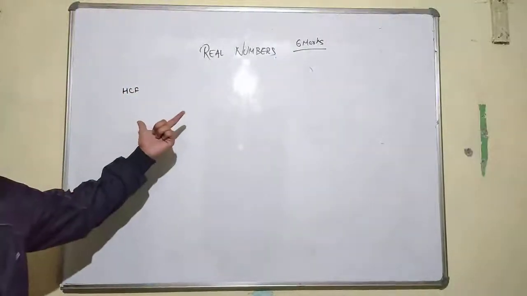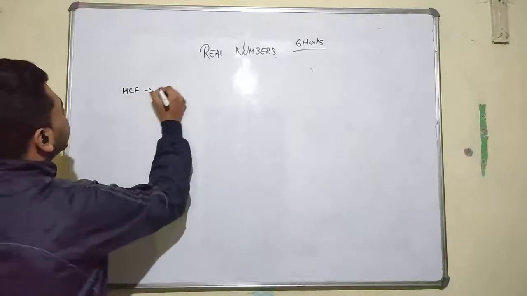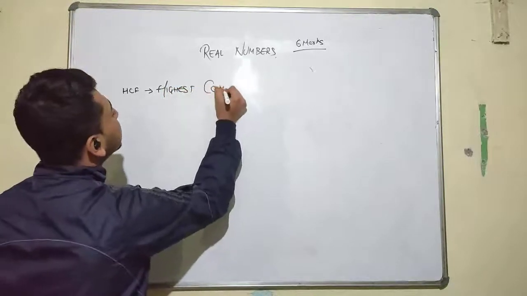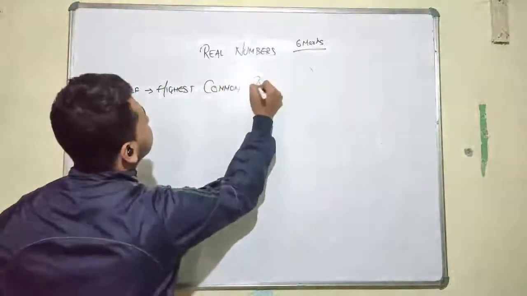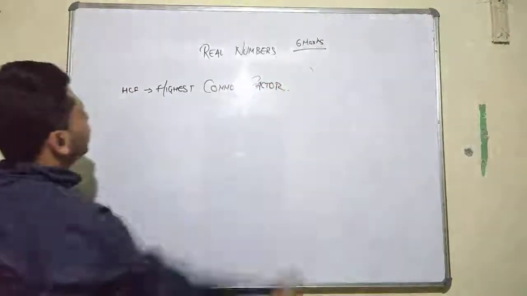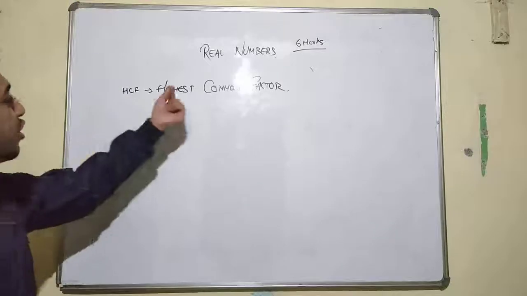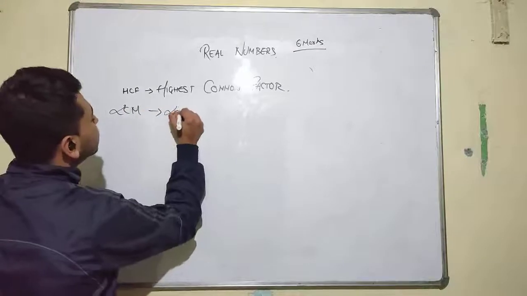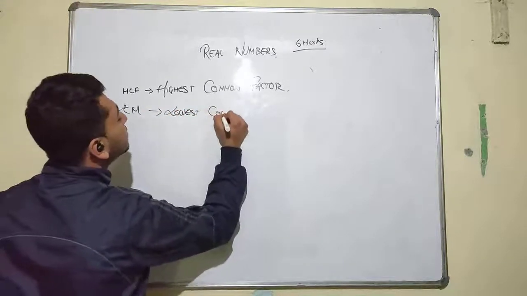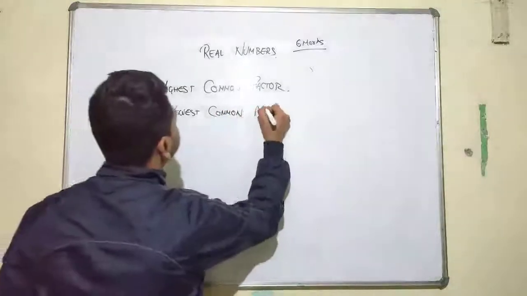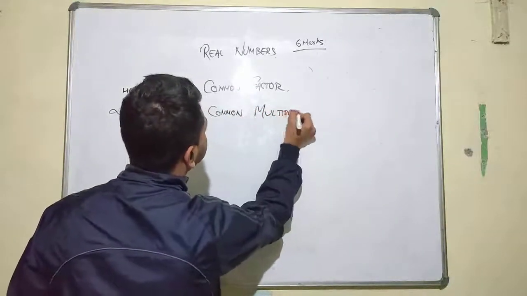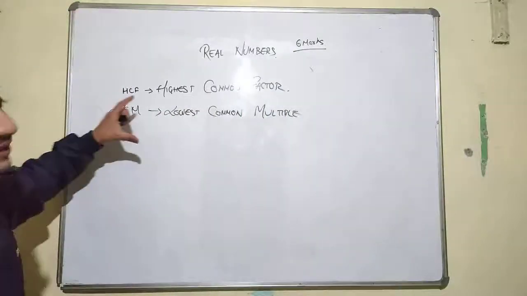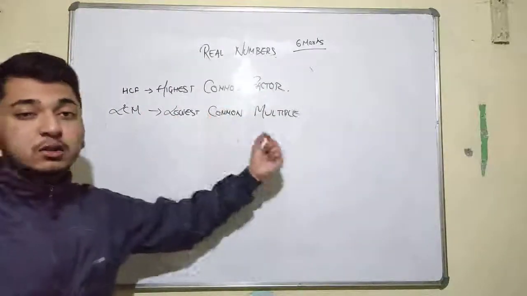So what is HCF? Highest common factor. Okay, HCF is highest common factor. So what is LCM? Lowest common multiple is your LCM. Okay, HCF is highest common factor, LCM is lowest common multiple.